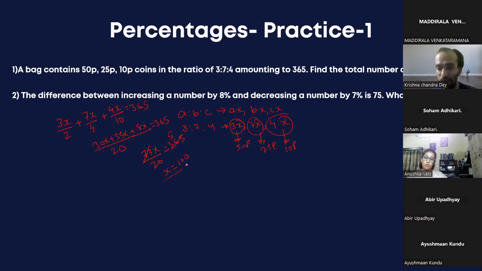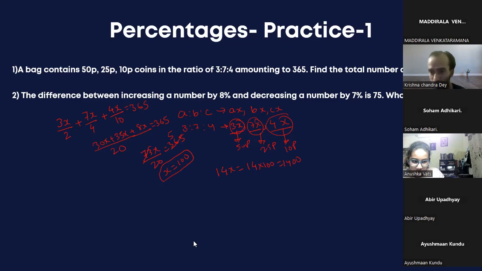So when x is coming out to be 100, what is the total number of coins that is there? 3x plus 7x plus 4x, that is 7 plus 4, 11 plus 3, that is 14x. That is equal to 14 into 100, which is equal to 1400. Got it? Clear to everyone? Yes, sir.